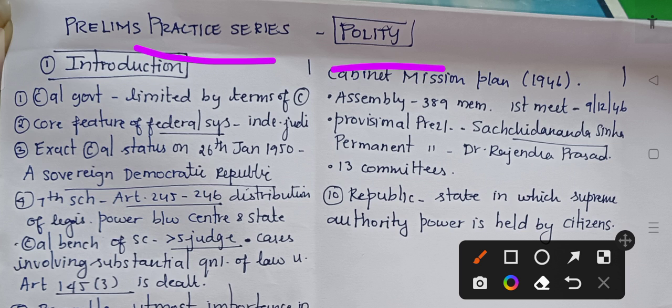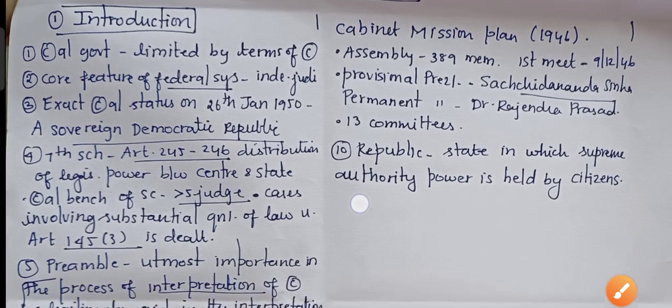In the first chapter, the introductory chapter, we'll learn some of the important facts given in it. The first fact is about constitutional government. What is that? Constitutional government is limited by the terms and conditions of the constitution. The next fact is about the core features of a federal system. The main core feature is an independent judiciary.